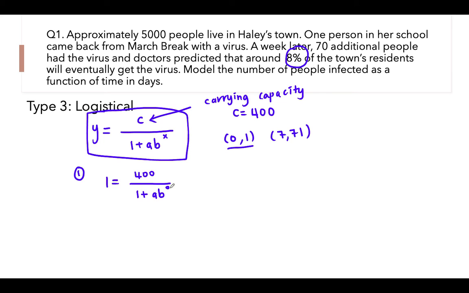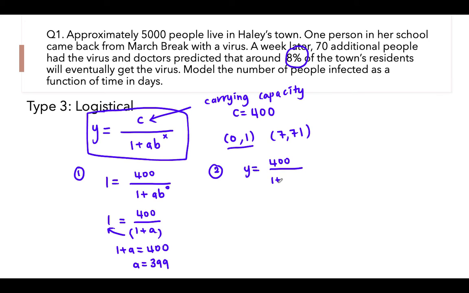Okay. So then b^0 is 1. Therefore, it's going to be 1 equals 400 over 1 plus a. And then I'm going to move 1 plus a to the other side. You multiply. 1 plus a equals 400. a is equal to 399. Okay, so now let's plug in what we know. So y is equal to 400 over 1 plus 399b^x.